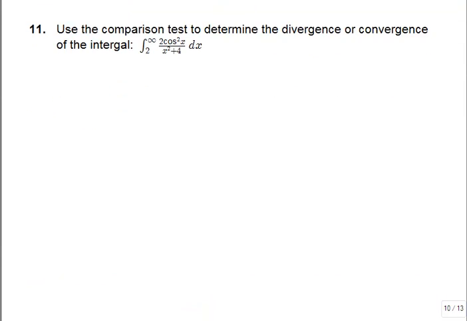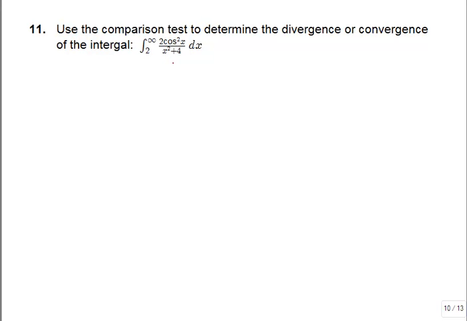So let's practice this. Suppose that I want to find the integral from 2 to infinity of 2 cosine squared x over x squared plus 4 dx. Now that would be a tough antiderivative to figure out because of that cosine squared x. This doesn't look like any of the techniques that we know how to integrate because it mixes those trigonometric functions with this fractional or rational function. So that's a tough one to deal with. So what we're going to try to do is compare this integral to an easier one that we do know how to integrate.